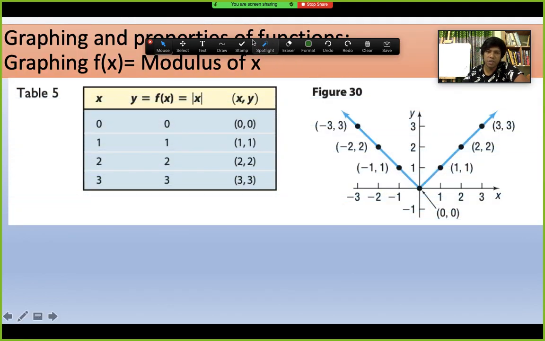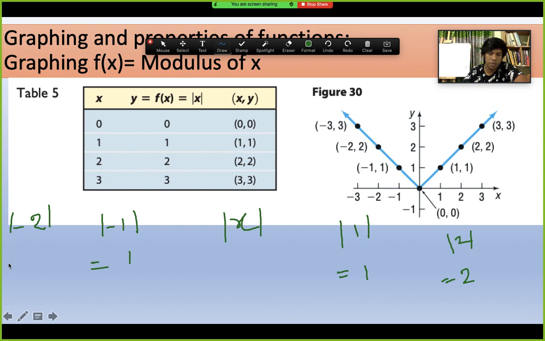This is the modulus function, the graph we have here. Let me quickly tell you what is going on. For the modulus function, this sign is called the modulus. If you write modulus of x, it looks like this. When you put modulus of 1, it becomes 1. When you put modulus of 2, it becomes 2, just simply the value. The only difference is if you put minus 1 within this modulus sign, then it becomes plus 1. If you put minus 2, it becomes plus 2.